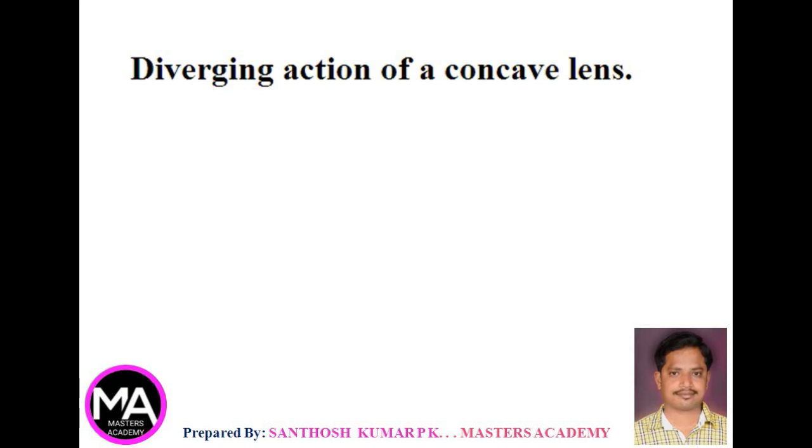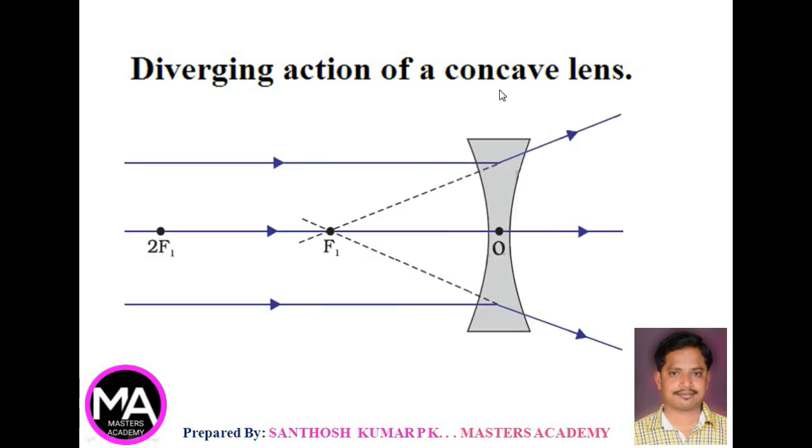Next, diverging action of concave lens. A concave lens is known as a diverging lens because it diverges the rays falling on it. Whenever a ray is incident on the concave lens, after refraction it diverges. That means the refracted ray will never meet at any point. So whenever it is drawn backward, it appears to come from a point, and that point is known as the principal focus. Here F1 is the principal focus. Here the two rays after refraction diverge. When they are extended backwards, they appear to come from the point F1.